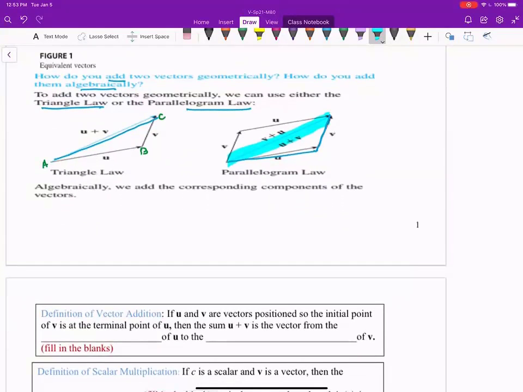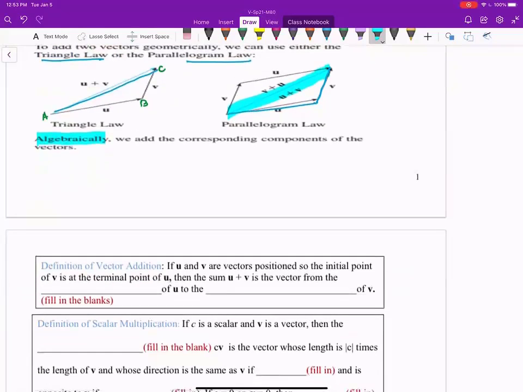Algebraically, we add the corresponding components of the vectors. We will see what we mean by components in a bit. Definition of vector addition: if U and V are vectors positioned so that the initial point of V is at the terminal point of U, then the sum U plus V is the vector from the initial point of U to the terminal point of V.